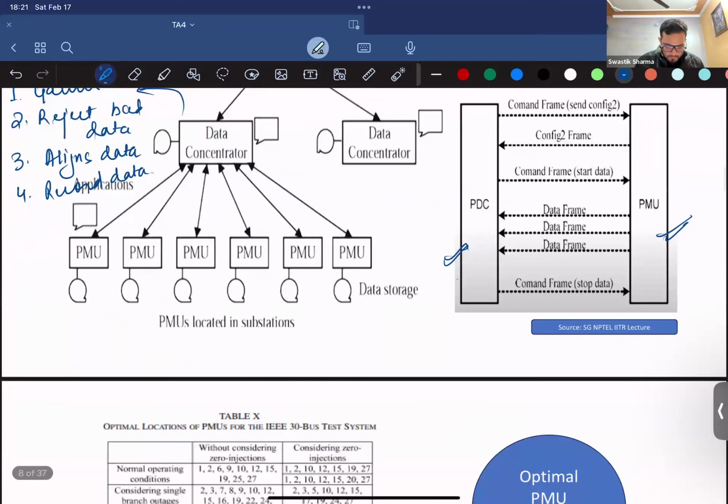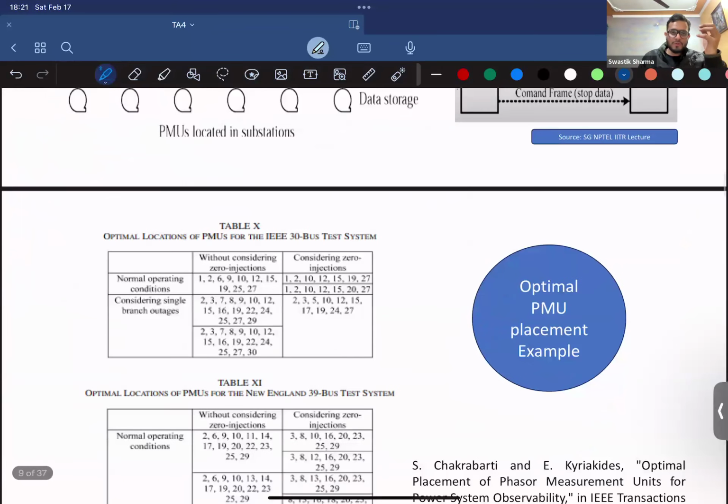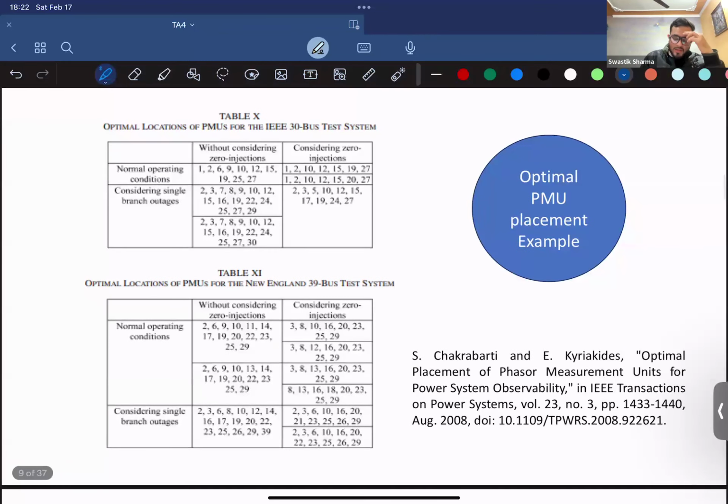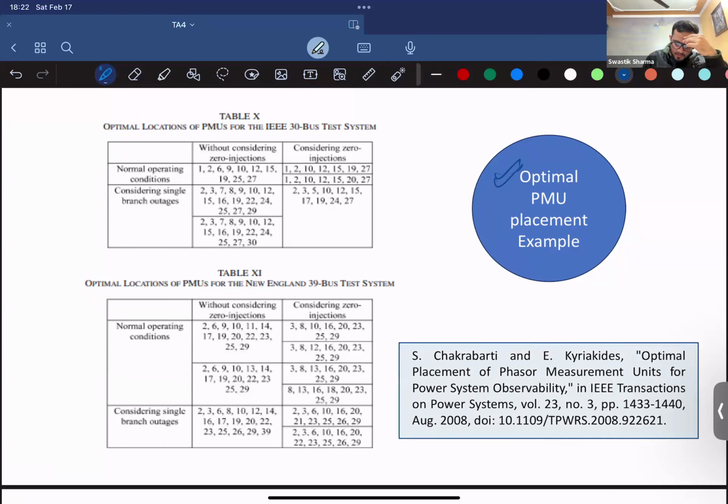This is self-explanatory. As I told you earlier as well, it's not like you can place PMUs at every part of the transmission side or distribution side. It's a costly affair, and to be able to do that, you need to solve an optimization problem where you find the optimal PMU placement. So for that, people who are interested can check this reference.